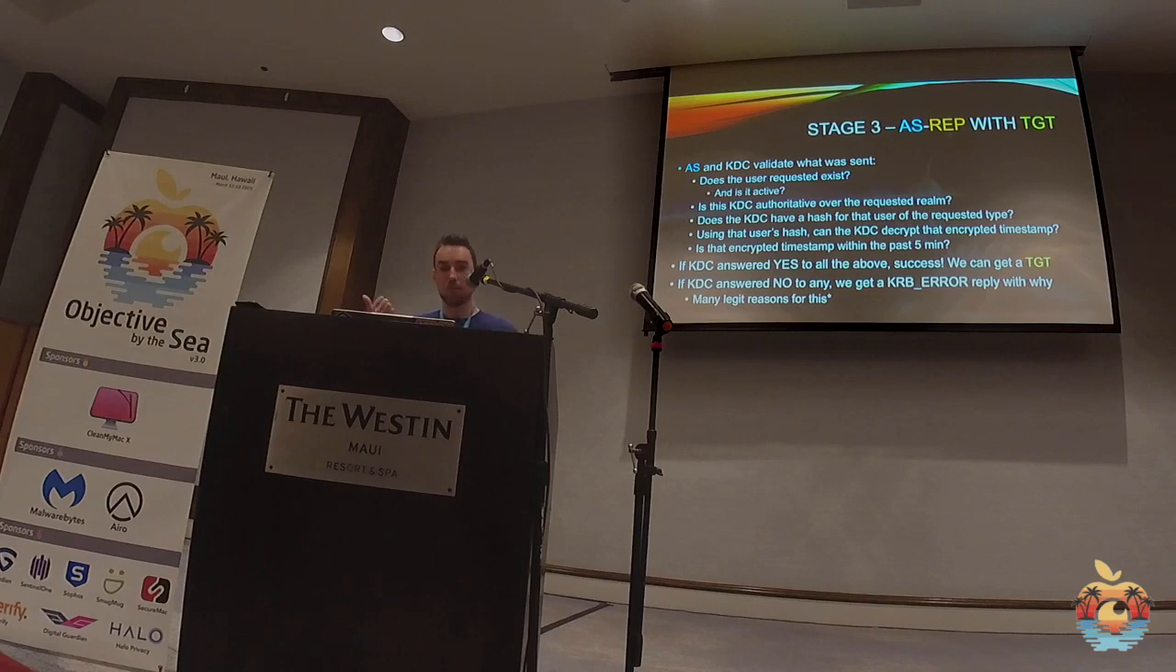You're checking to see if the user does exist and is active. Does the hash that the KDC has for that user match what it is you're trying to do? And can it decrypt it? All of this is also checking to make sure that this timestamp is within the past couple of minutes. They're trying to make sure that you're not doing replay attacks for captured traffic a long time ago to get another TGT. Okay, if you answered yes to all of this, you get a TGT. If you said no to any of it, you get an error.